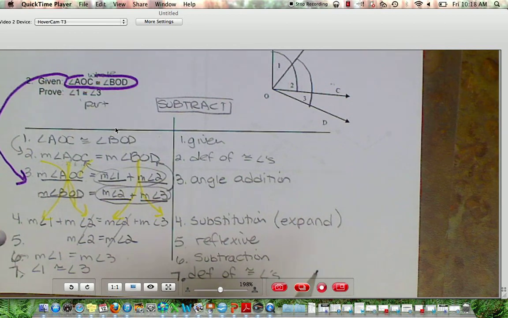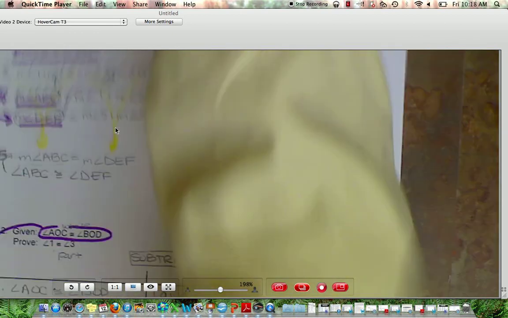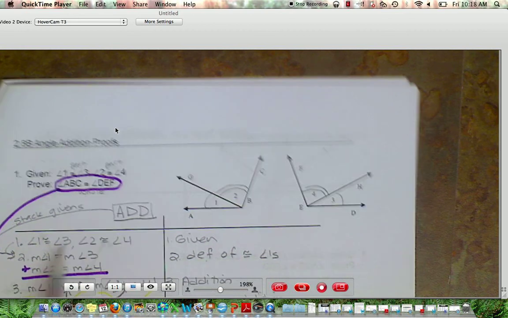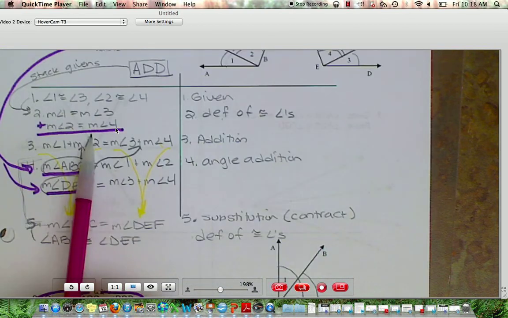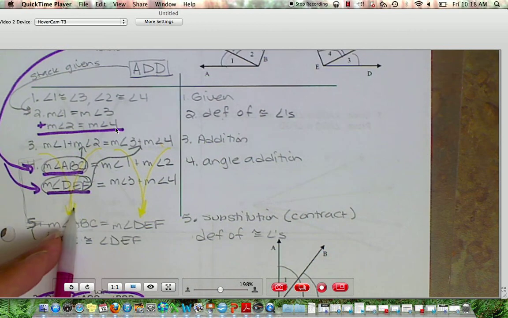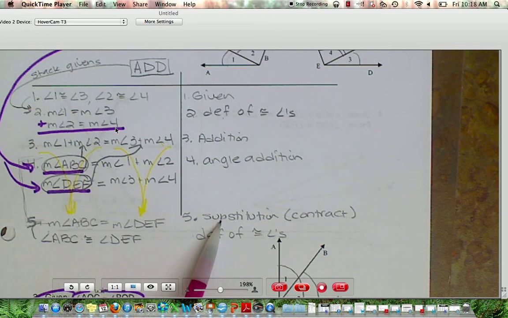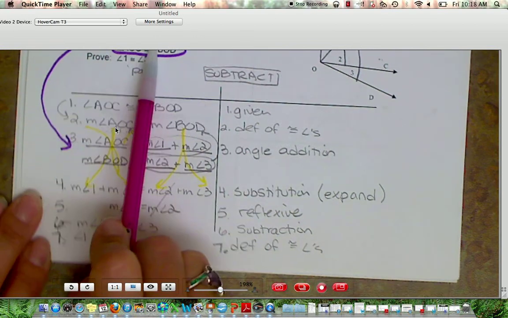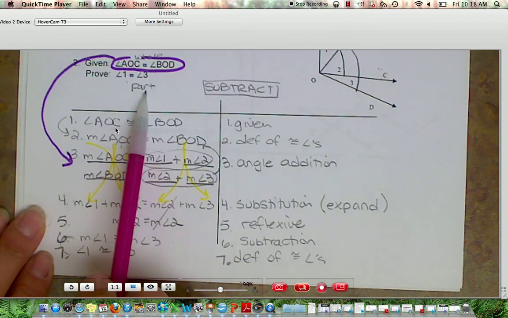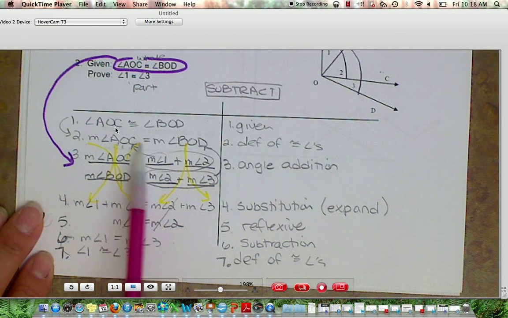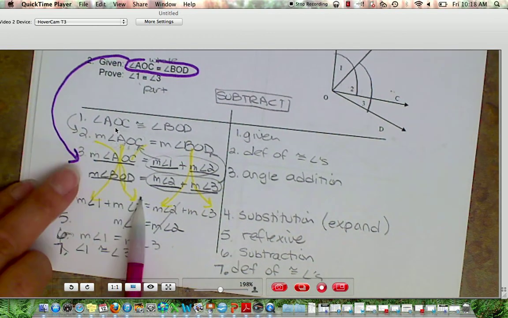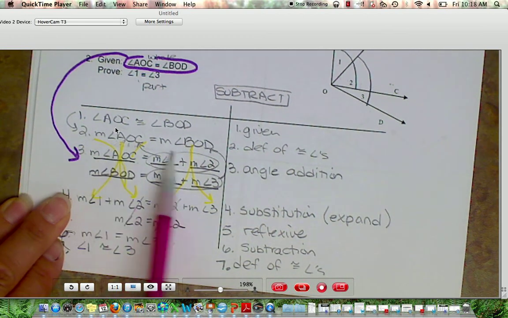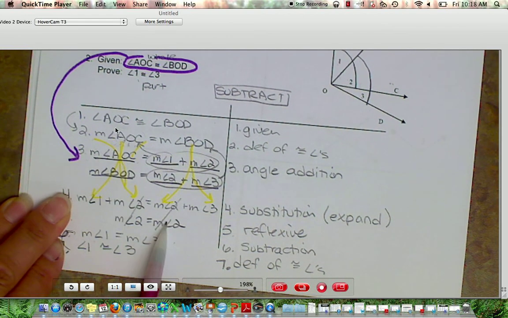Okay? So that's your two basic types of angle addition proofs. One where we add the two parts to get the whole. So we add first and then contract it down using substitution. Or in this case, we have the whole and we want to get to a part, so we're going to have to subtract. So in that case, we stretch out those single angles or expand them into the multiple angles that make up each of them, and then subtract a single piece away.